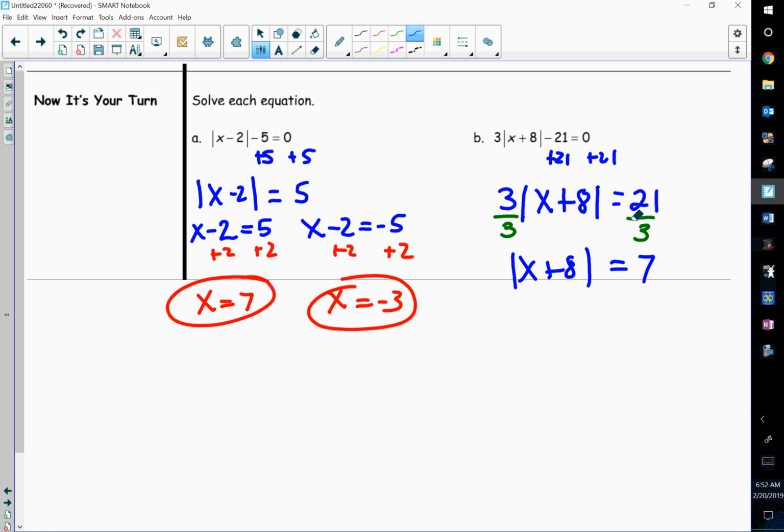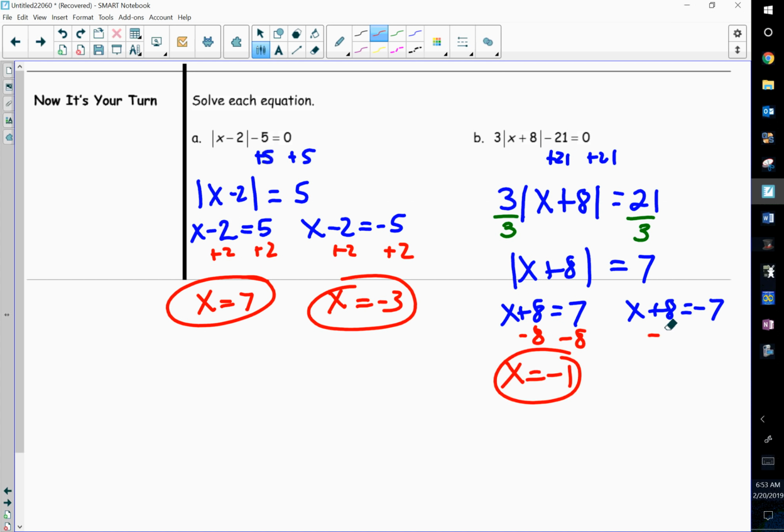You have the absolute value part isolated. Now you can set up two different equations: x plus 8 equals positive 7, and x plus 8 equals negative 7. Solve each equation by subtracting 8. You get x equals negative 1, and x equals negative 15.